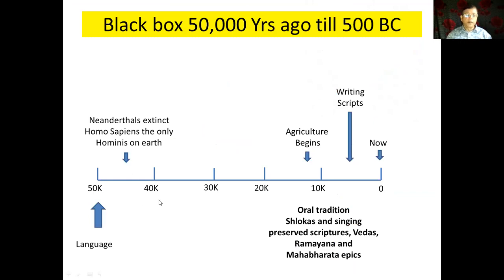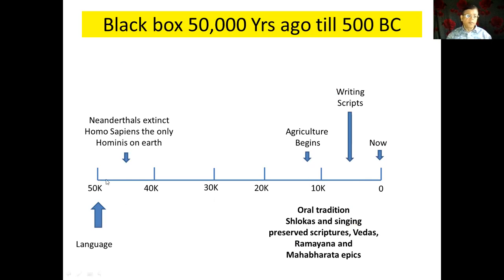So we ended the last talk with this slide, which is a timeline, and you have the present here. And writing actually evolved in the subcontinent, it is believed, about 500, 600 years before BC. So this tradition is about 2,500 years old. Agriculture began in about 12, 13,000 BC.